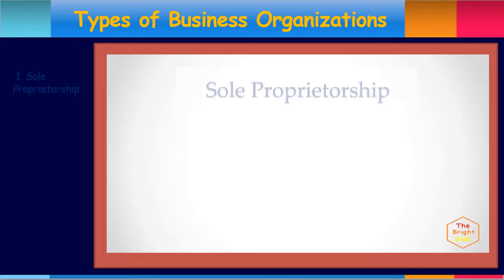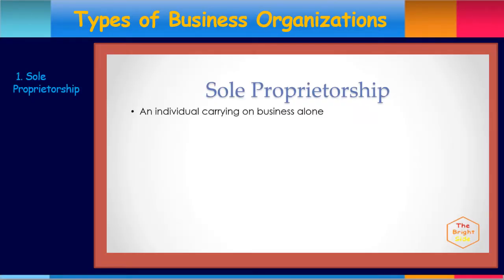So let's have a look first at the sole proprietorship. The simple legal definition of sole proprietorship is one individual carrying on business alone. So we have one owner carrying on business. So here's our sole proprietor right there, and our business is represented by this happy face.